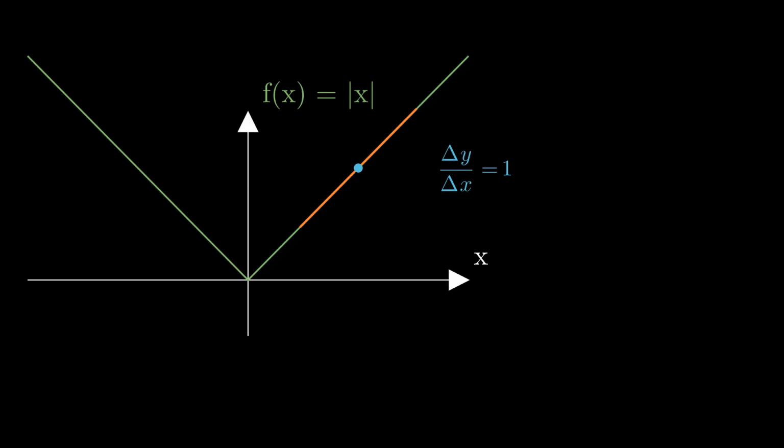Instead of using delta, we use the letter d to imply an infinitesimal change. We can talk about the slope of the tangent at a point by making dx arbitrarily close to 0. Now we have what we call the derivative at a point.